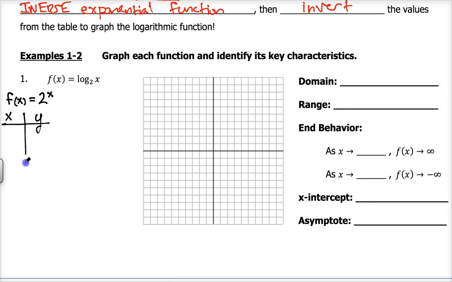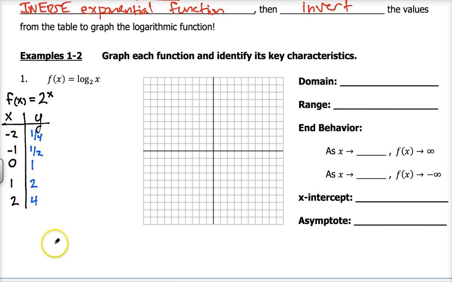To graph this exponential function, I would set up my table. I would choose values based on my h value, which is 0. So I would choose -2, -1, 0, 1, and 2. And when I put in these values for x, I get 2 to the -2 power, which is 1/4. 2 to the -1 power, which is 1/2. 2 to the 0 is 1. 2 to the first is 2, and 2 squared is 4. So these are the values of this exponential function.